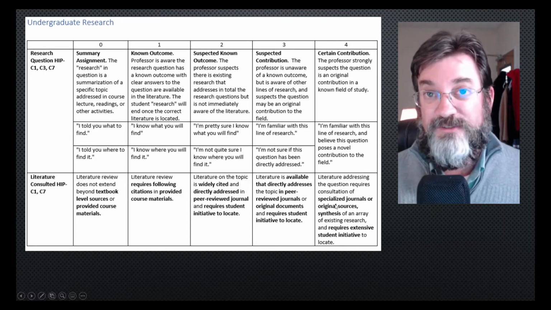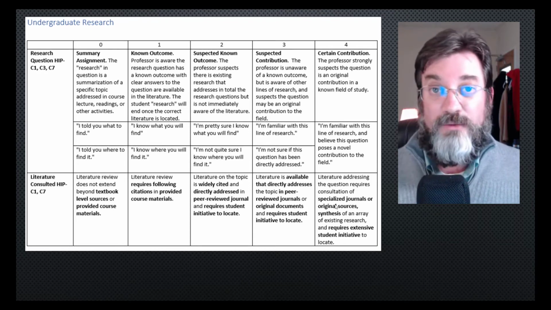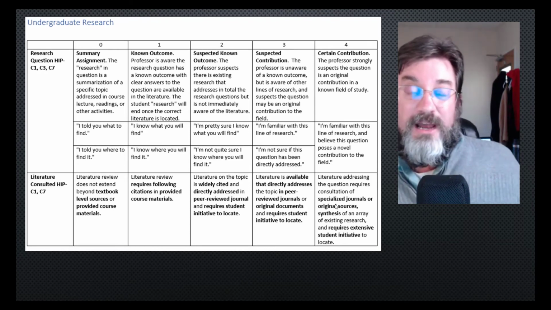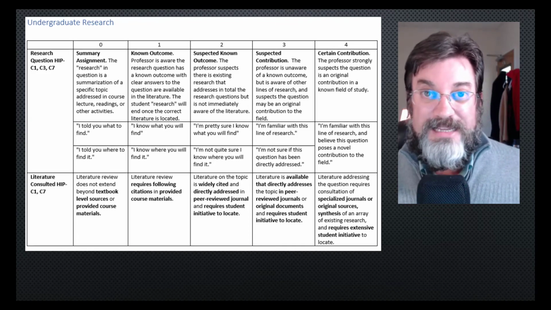So here they may not even find pat answers to the questions, but they may just find things surrounding their question that inform how they should conduct their research, but there's no exact match to what they're looking for.